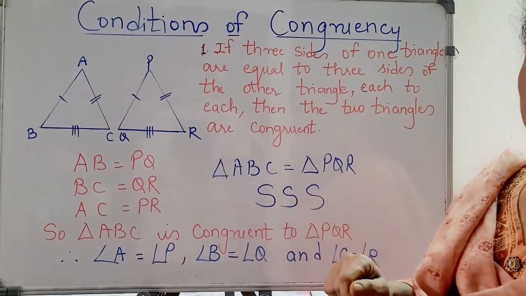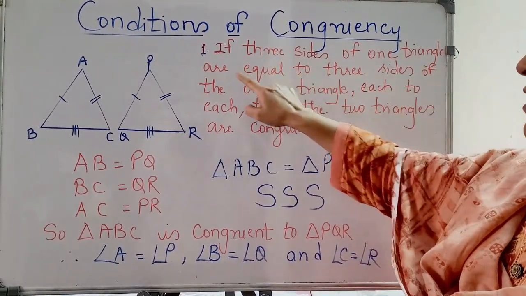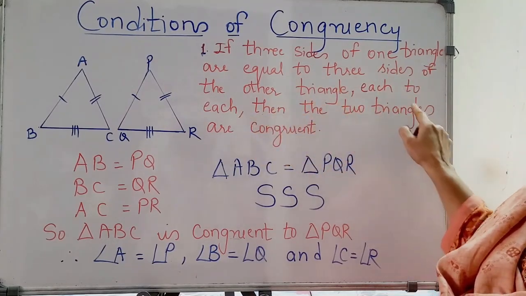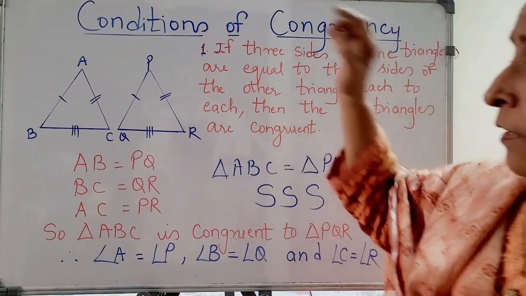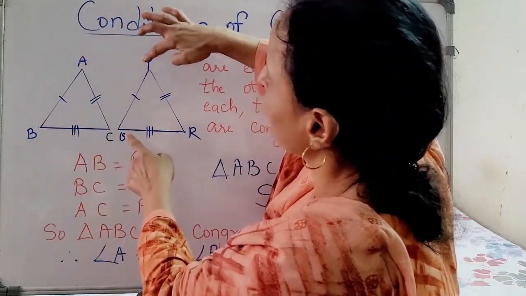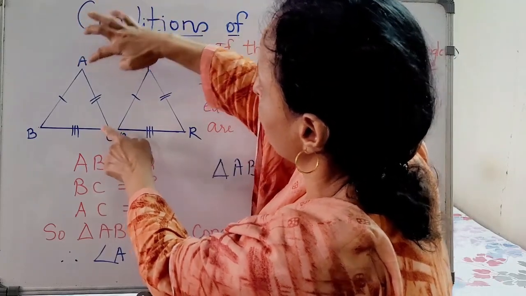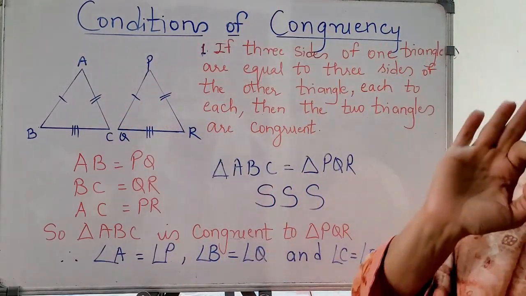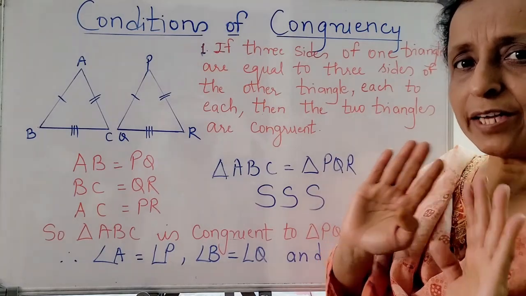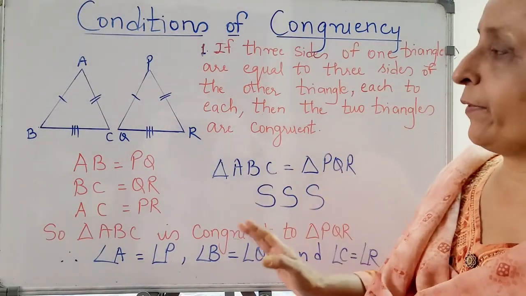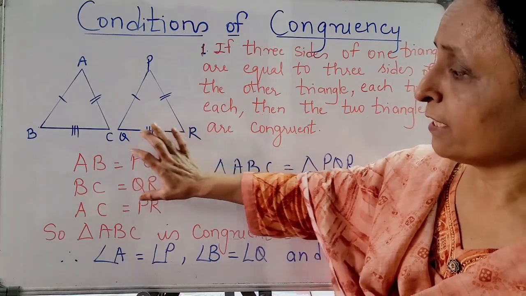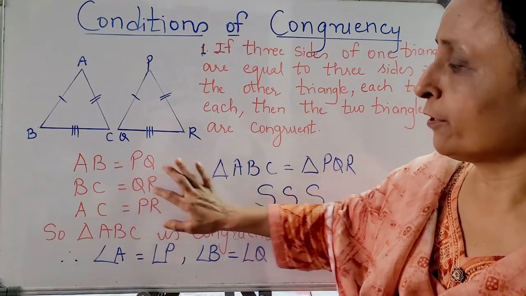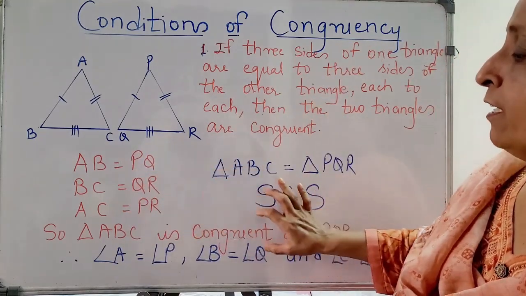Conditions of congruency. Now, if three sides of one triangle are equal to the three sides of the other triangle, each to each, then the two triangles are congruent. So here AB has to be congruent to PQ, AC has to be congruent to PR, and BC has to be congruent to QR. If three sides of the triangle are equal, then the triangles are congruent. So here you can see the sides are equal: AB equal to PQ, BC equal to QR, AC equal to PR. Now the triangle is congruent.